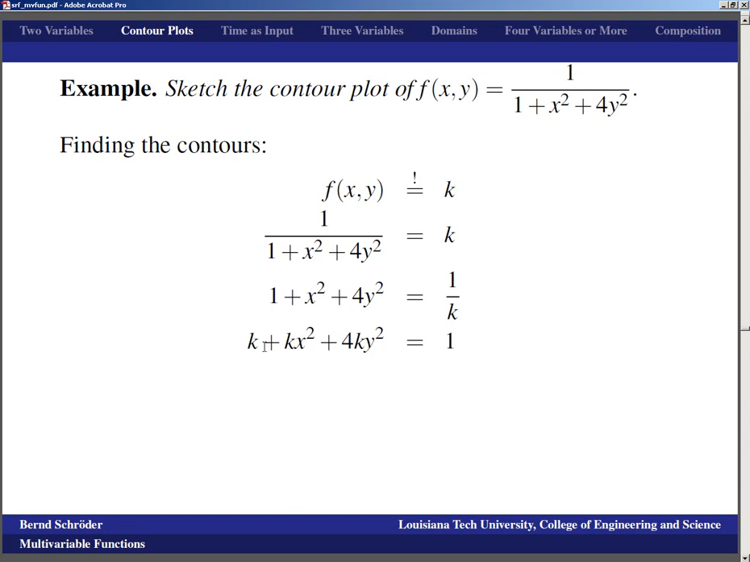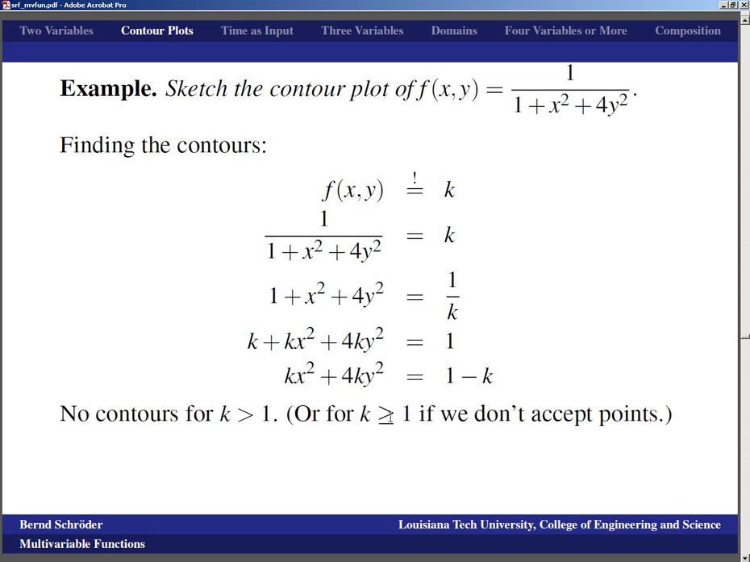And if we bring the k over, we get that k plus k times x squared plus 4k y squared is equal to 1. And then I bring the k over, so that's k x squared plus 4k y squared equals 1 minus k. And now I can just divide by 1 minus k, even though I'm not going to do that quite yet. Basically what this shows is there are no contours for k strictly greater than 1, because the sum of squares can't be negative. In fact, we could say k greater or equal than 1 if we don't accept point-shaped contours, which we sometimes don't.